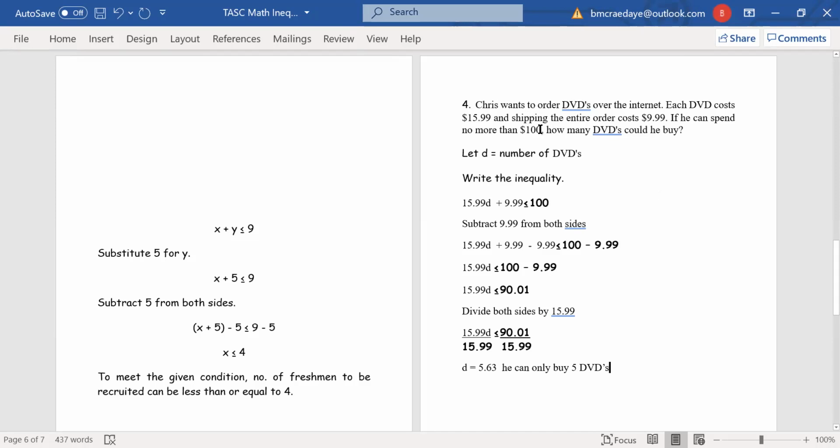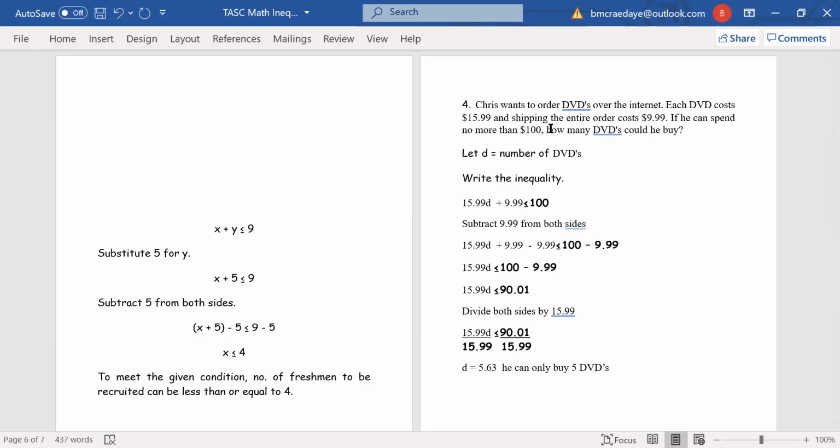90 divided by 16. Yes, 90 divided by 16 is 5.625. That's right. And so you got 5.